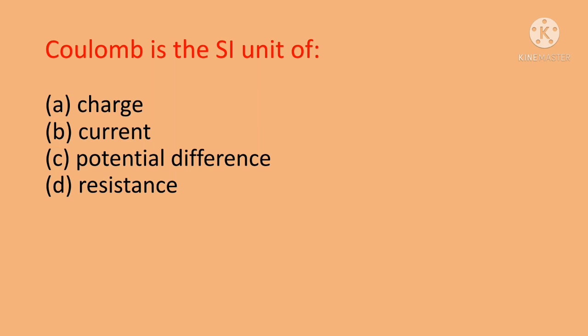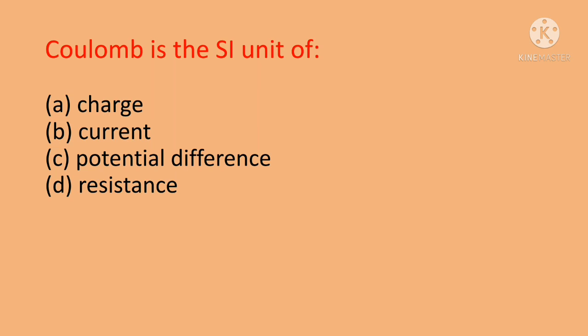Coulomb is the SI unit of electrical charge, or simply charge, is given here. Option B, current. Option C, potential difference. Option D, resistance. You all know that the current is measured in amperes, potential difference is measured in volt, and resistance is measured in ohm. Then the remaining option, that is option A, charge. That is why the Coulomb is the SI unit of charge.